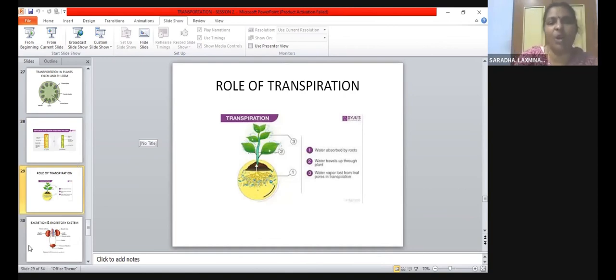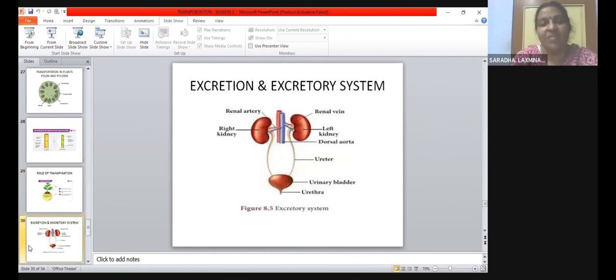And the last part is about the excretory system, where we'll explain the structure of the kidney, a pair of kidneys, how it helps in filtering the blood and removing the unwanted nitrogenous waste, that is the salt and the water from our body. So that is also explained in this lesson.